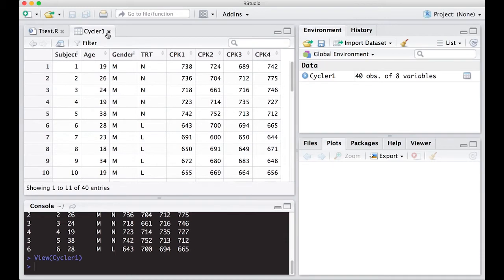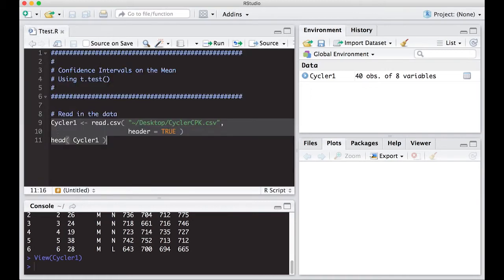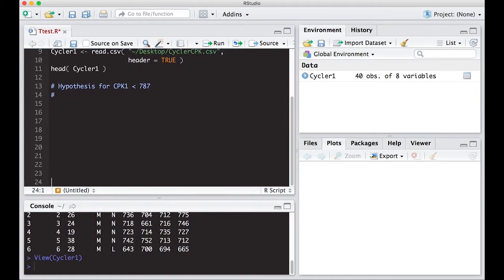Now, one thing that we might want to be interested in is doing some tests on these CPK values. So one of the CPK values, let's just focus on CPK1 and try to run a t-test on it. So let's suppose we want to know if our hypothesis for CPK1 is the mean is less than 787. Okay, so to do that, I have to pay attention to three different things here that are important for you to pay attention to. I'm going to scroll this down for you.